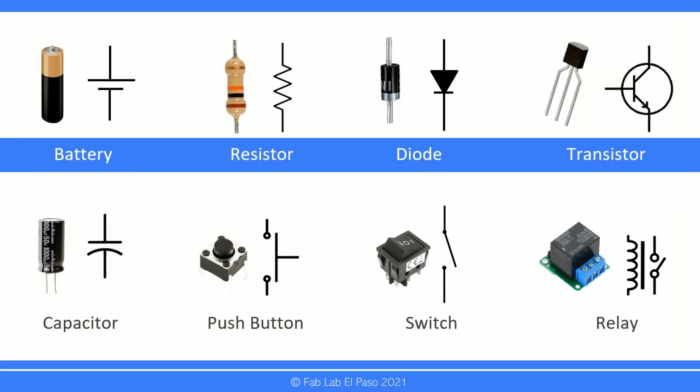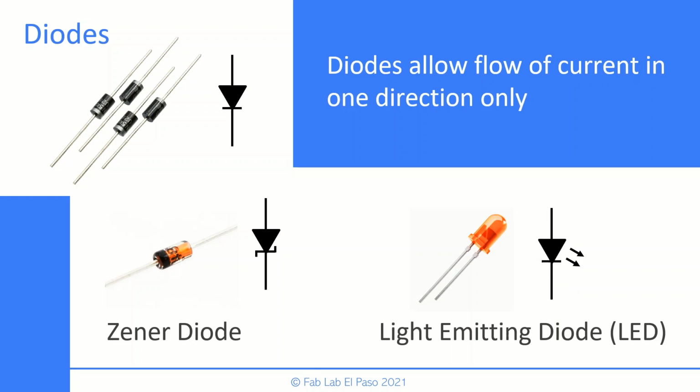But not all components have two terminals. Some others have more, and some of them have polarity, and some others don't. So here are some popular components. You can see its symbol and a picture of how it looks physically. There are many more with different variations. Let's start with the diode, and from it we have the Zener diode, and then the LED, which stands for light emitting diode.